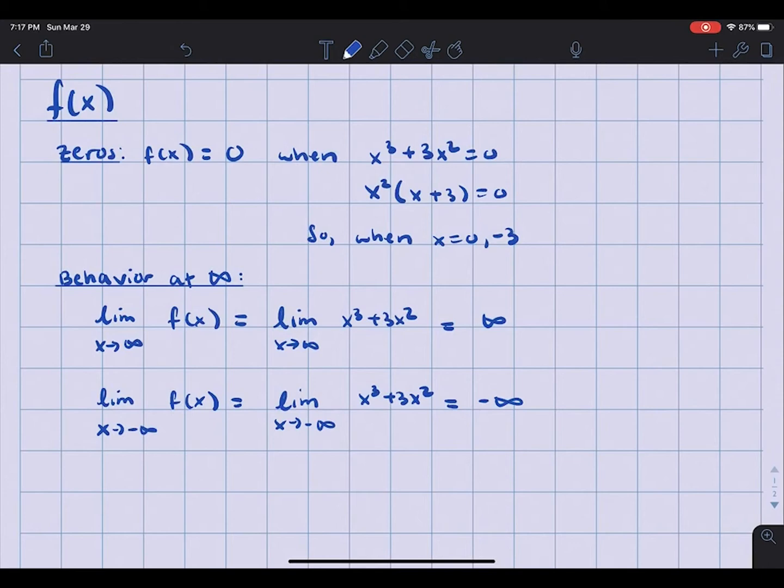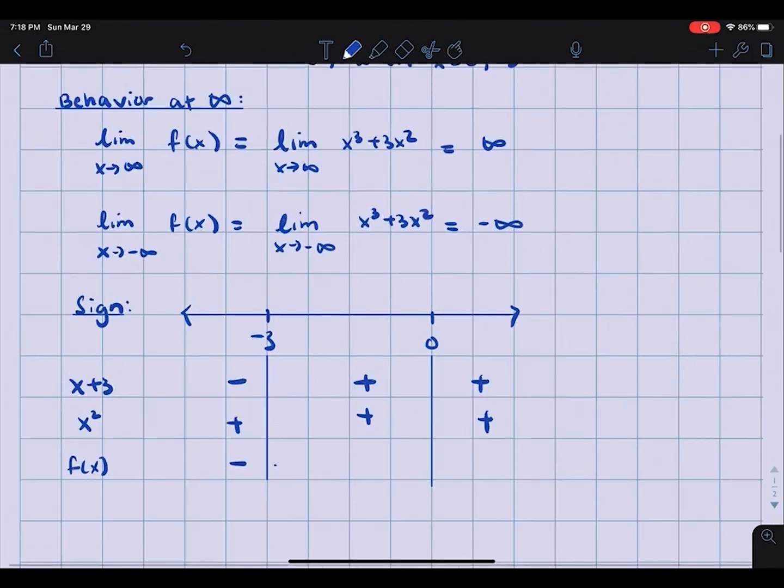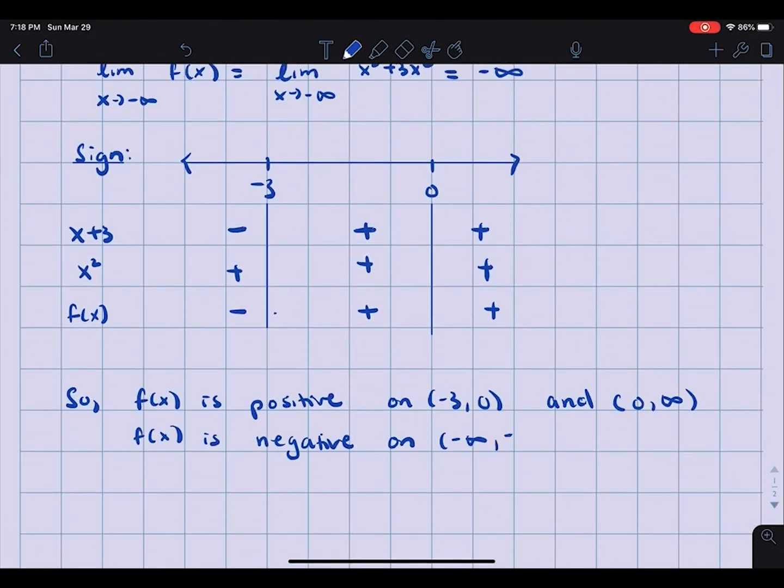Also, since f is a polynomial, we know it's always continuous and doesn't have any vertical asymptotes. For that reason, we will skip that step here. We will now make a chart like you've seen in previous videos to determine where f is positive and negative. Great. So on to f prime.